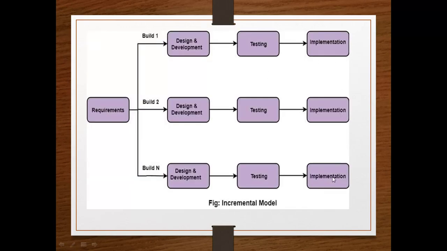Now if you see this particular model, this is called the incremental model. This is called requirement. So I have here, for example, build one where design and development is done, testing is done, implementation is done. Once this is done, again build 2 is taken, and the same process keeps repeating till you get build n, that is the system which you want, exactly a complete system, where it is again design, development, testing and implementation. So that is called the incremental model, where every time small units keep on adding to it.